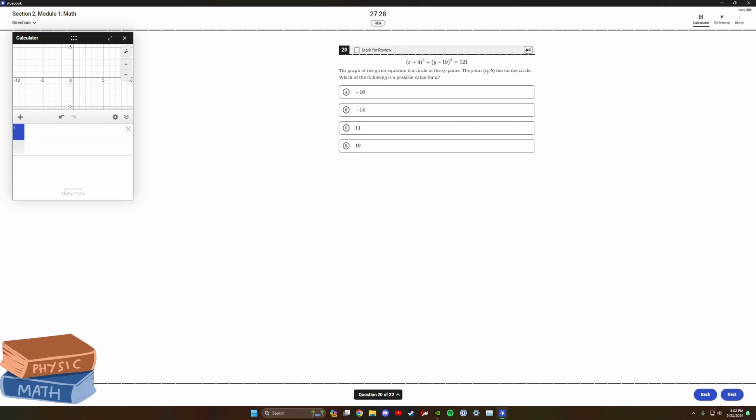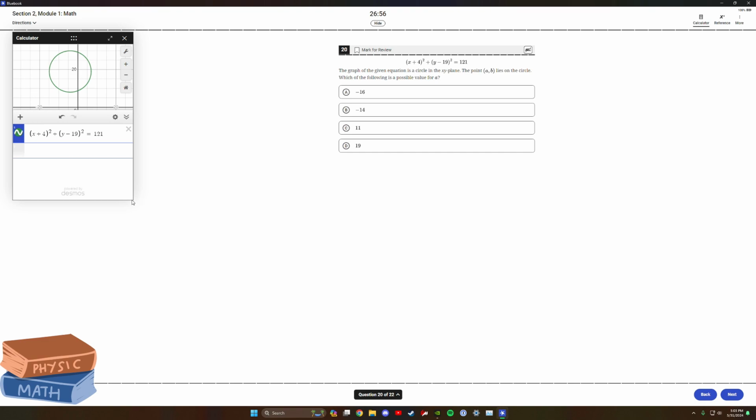Possible value for a, the point AB lies in the circle. So I mean, we could just literally graph this. The center's at -4 and positive 19, and it's at 121. Or the radius is 11. So, I mean, I can graph this. X plus 4 squared plus y minus 19 squared equals 121.